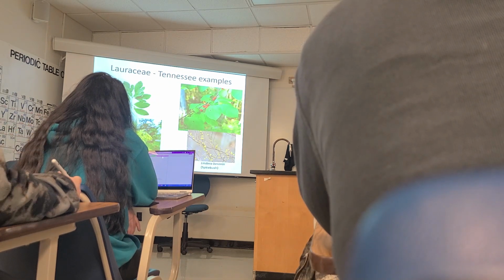Here are some of the species that you'll find in Tennessee. Sassafras, definitely one of them. We're going to learn that one later in the semester, so I'll talk about that more then. But we also have something called Lindera benzoin, which is a shrub, right? But it is called spice bush.